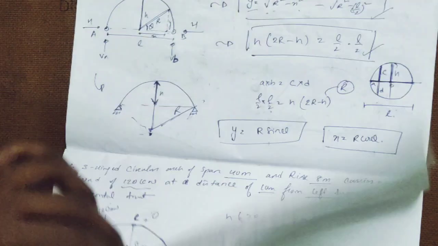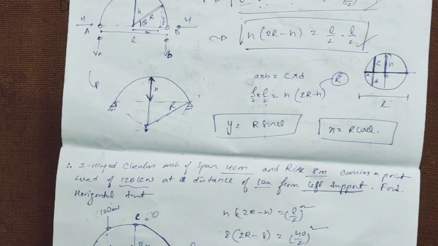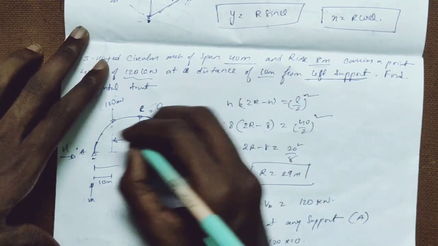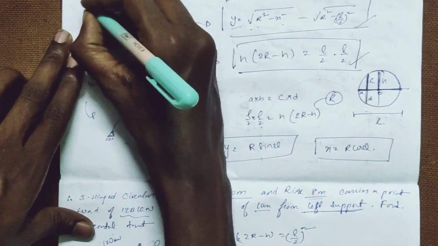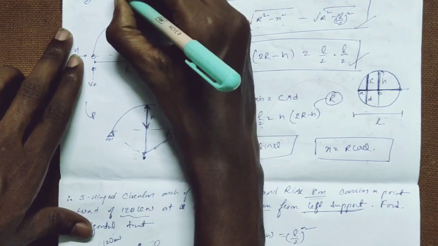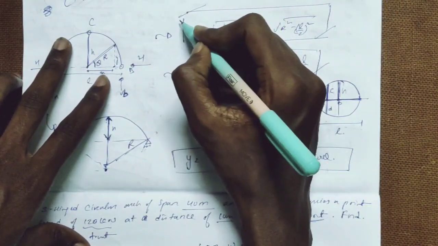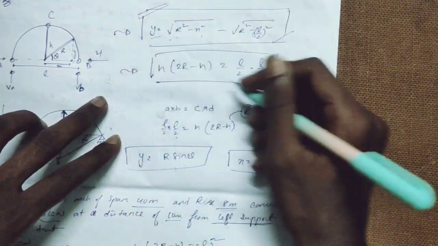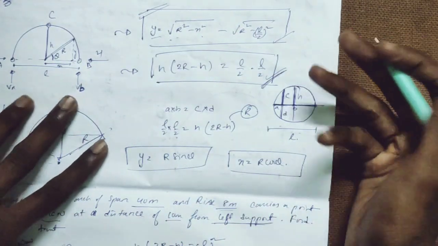So this is a circular arch. Everything is the same for circular and parabolic. The only difference is the formula for y and another equation, this one. That's the difference.